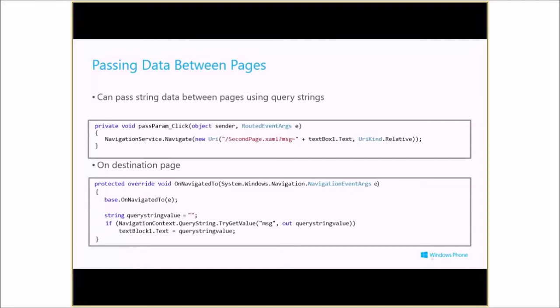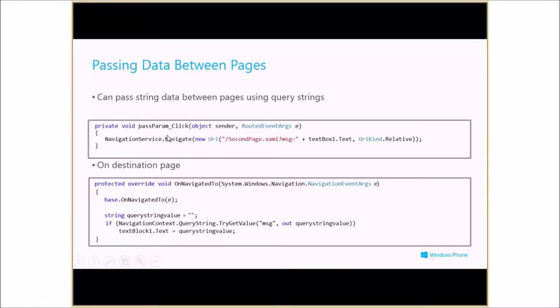So that means that you will nearly always want to pass some contextual data from one page to another, depending on your application logic. You can try to do this by adding a query string onto the end of the page URI, exactly like in this example. So this is a navigation service.